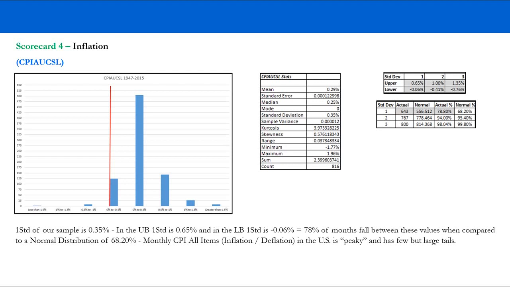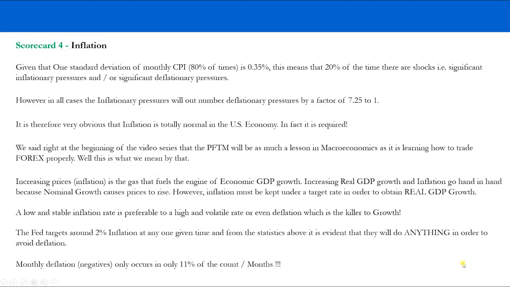So basically, monthly CPI all items, so inflation and deflation for consumers, all items in the US, historically the distribution is peakier and has very few but very large tails when compared to a normal distribution. We've seen this type of pattern before when we looked at the M2 money supply. Overall, you're learning that the distribution of returns in asset prices and macroeconomics is not fully representative of normal distributions, as Chris Quill pointed out in earlier videos. So let's try and put all this together.